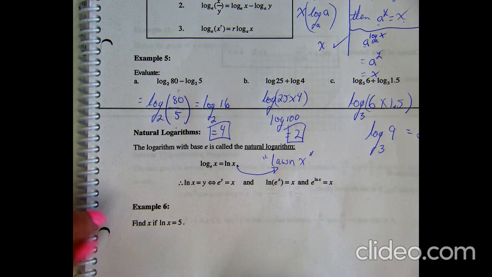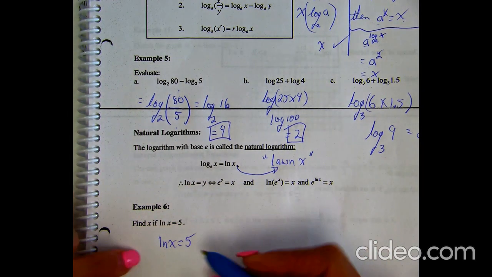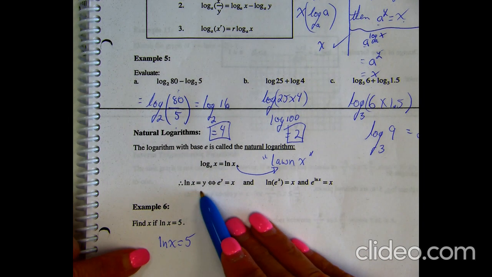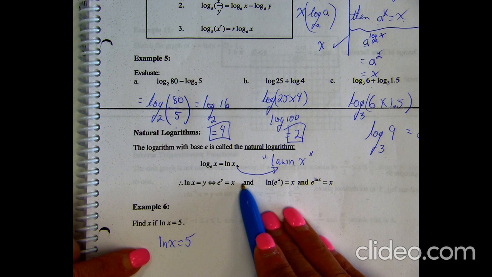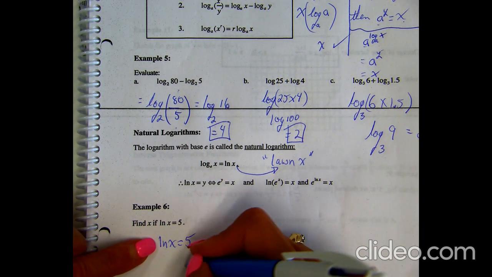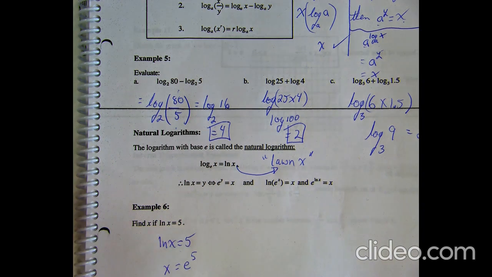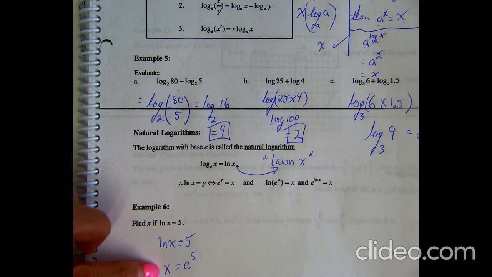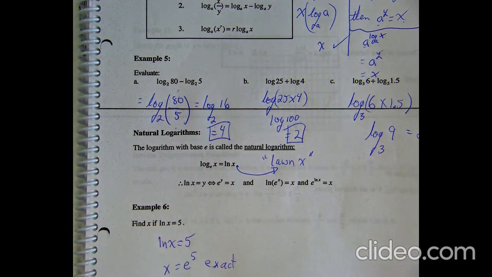Okay. Can you find x if the ln of x is equal to 5? Well, look back at the definition. Ln x equals y means e to the y equals x. Ln x equals 5 means e to the 5 equals x. This is an exact answer. Can you tell me to 2 decimal places what the answer is?